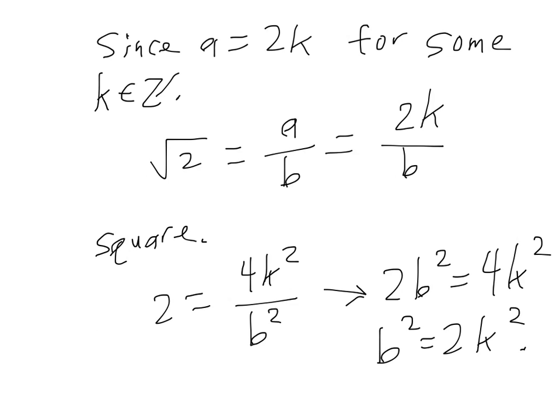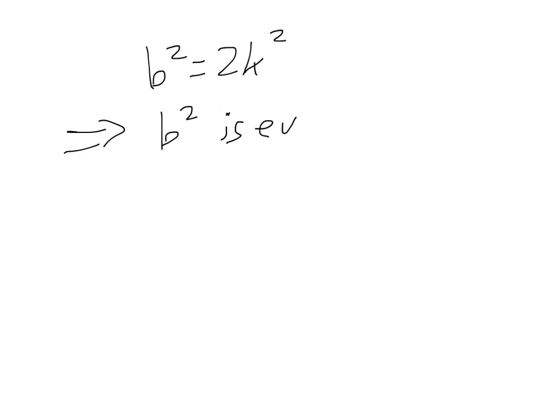Well, this implies that b squared is even. So we're at b squared equals 2k squared. This implies that b squared is even, and therefore b must be even.